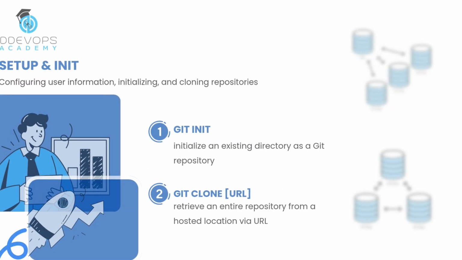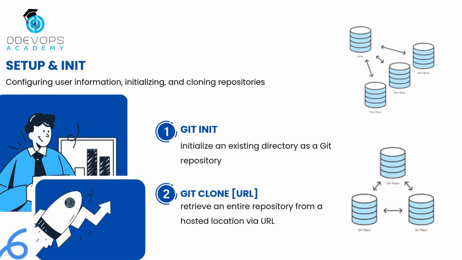Let's begin with Git setup and initialization. First, configure your identity using git config. This sets your name and email for commit history. Then, to start tracking a project, use git init to turn any folder into a Git repository. If you're working with an existing project, use git clone URL to copy the entire repository from a remote source. These commands lay the foundation for version control and collaboration.